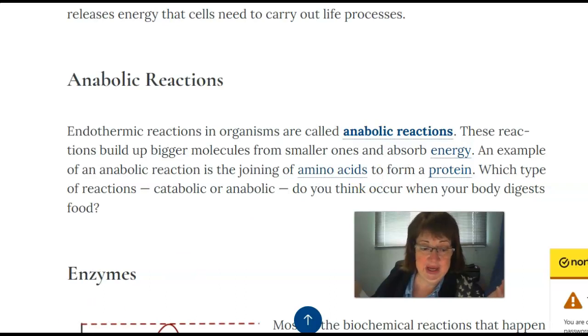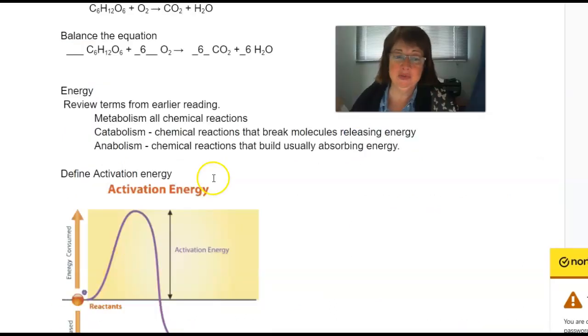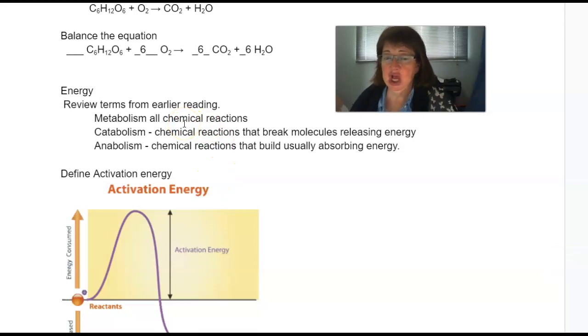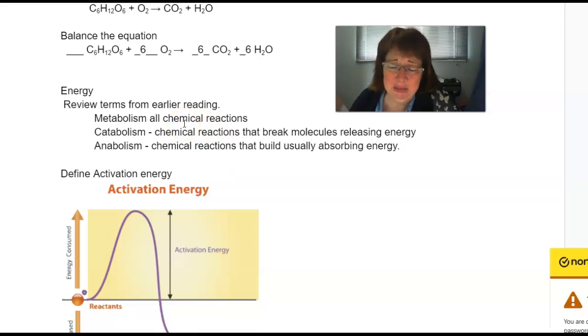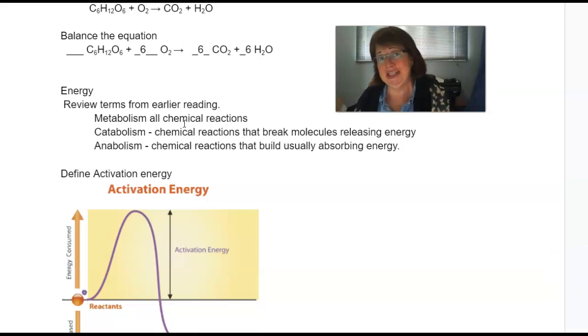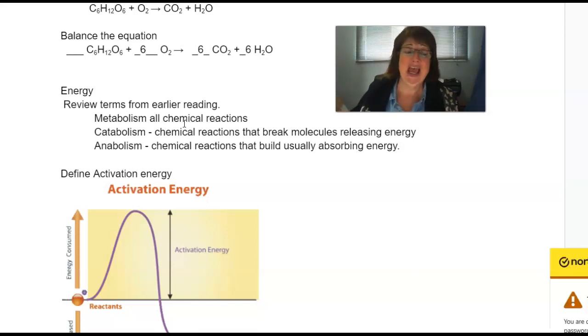So let's pop back to our document. When we define our terms, metabolism is all chemical reactions. When people say I have a slow metabolism, that's an incorrect use of the term, because metabolism is all energy. Catabolism is breaking down, usually releasing energy, and anabolism is building, usually absorbing energy. In the body, often we break something down to release energy to something else.